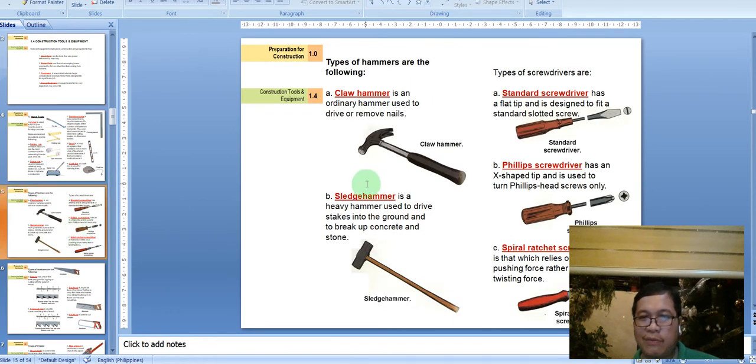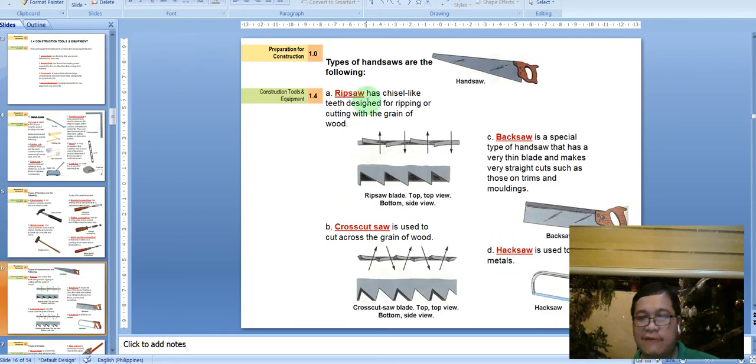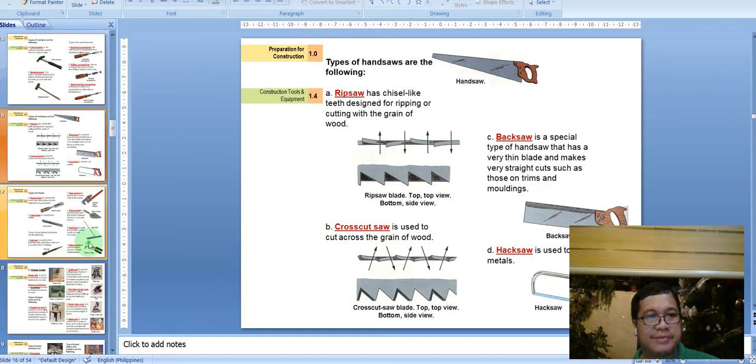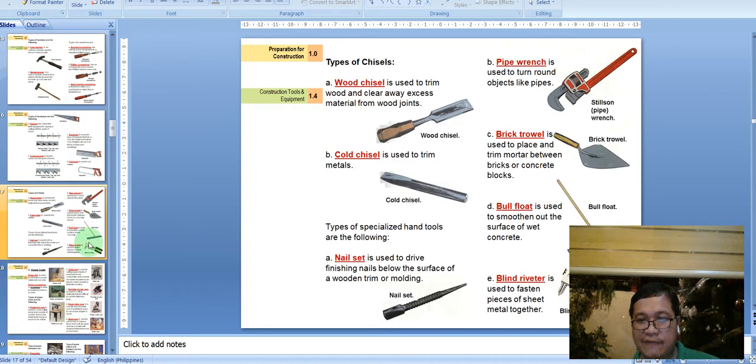Okay, then the most common I think you can see is your claw hammer, your sledgehammer, standard screwdrivers, Phillips, spiral ratchet. Then you have different types of saws. So familiarize yourselves. You have the rip saw, the crosscut saw, back saw, and the hacksaw. Then you also have different types of chisels. You have here the wood chisel, cold chisel, nail set, pipe wrench, brick trowel, bull float, and the blind riveter.